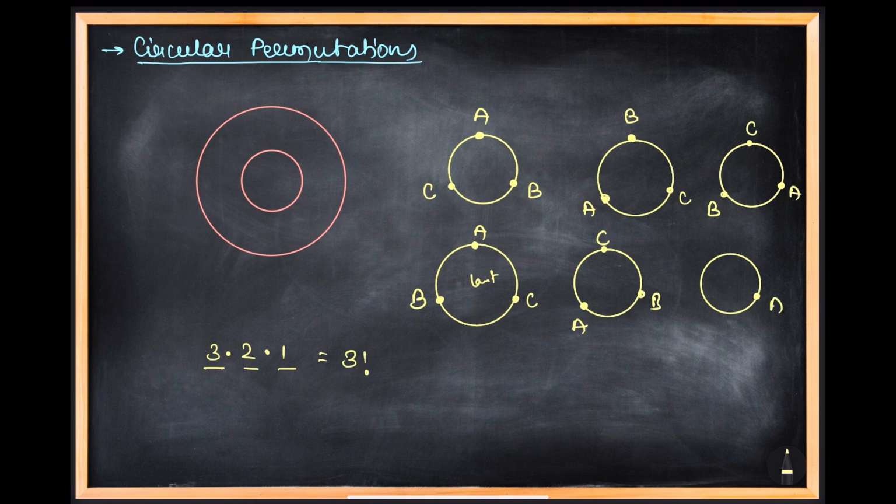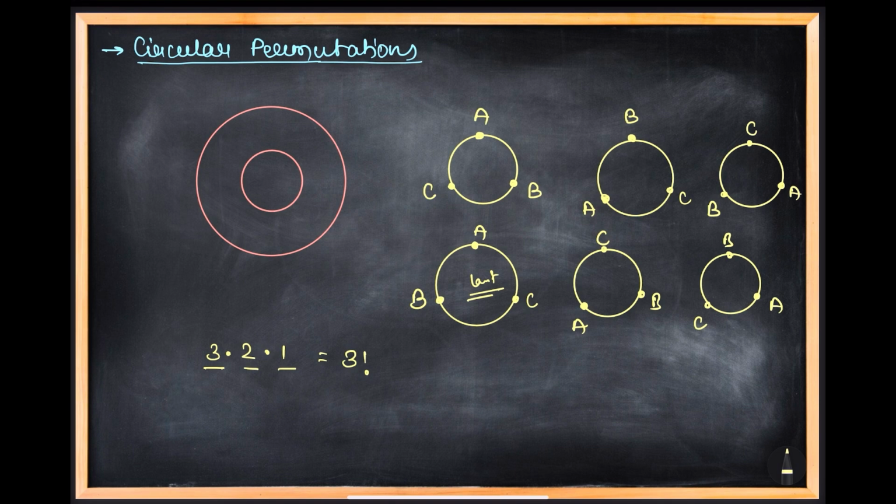Now I will ask A to sit here, B to sit here, and C to sit here. Again they will say, sir, it is different from the first one, but it is the same as the second last one. Correct or wrong? Now look at this. You have permuted them in six different ways, but in reality there are only two ways.